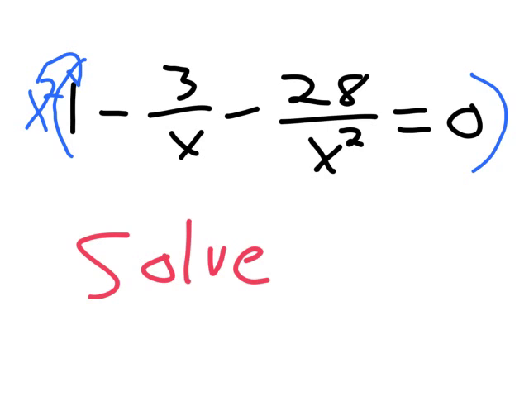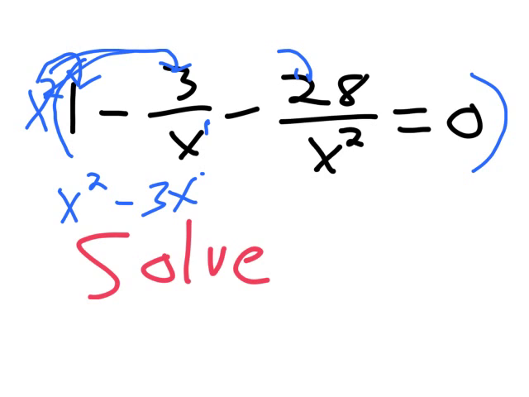And you'll see why. So first, x squared times 1 just gives us x squared. And x squared times 3 over x: we have x to the first, x to the second. We're going to have an x to the first left over up top, because 2 minus 1 gave me x to the first. And then we have x squared times 28 over x squared. The x's will just perfectly cancel, leaving us with this.